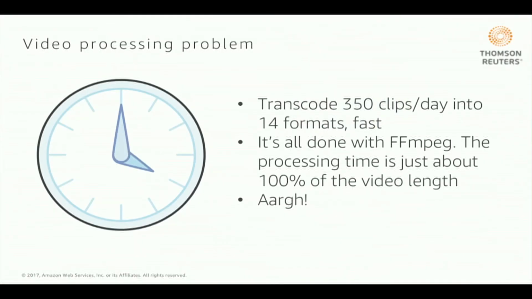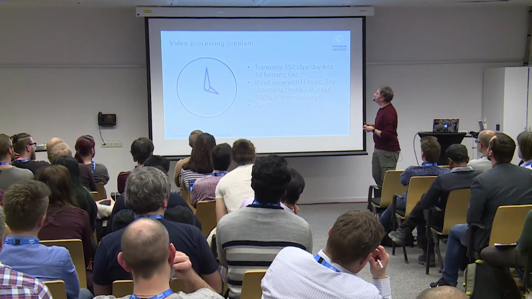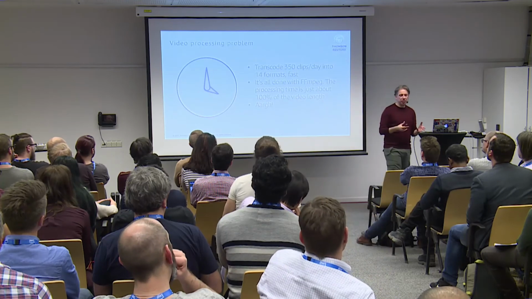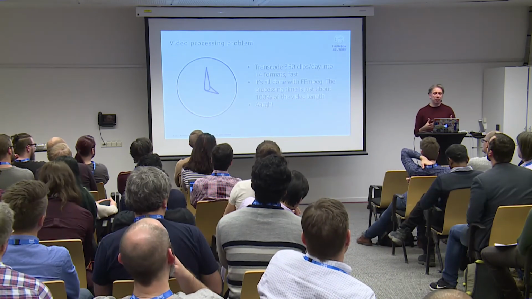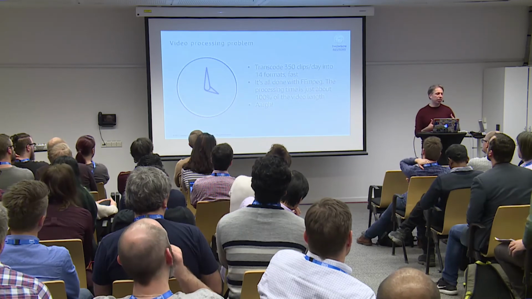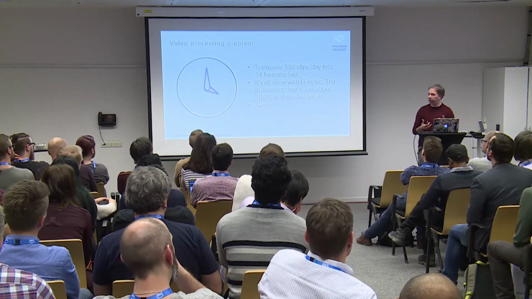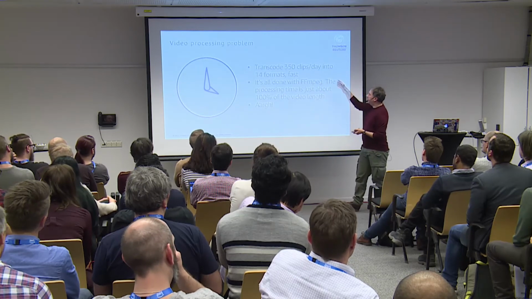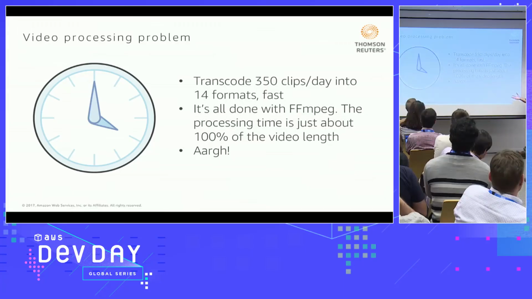This is Thomson Reuters. And Thomson Reuters, they sell basically content and information to their customers, at least most of it, because Thomson Reuters is quite a diversified company. And in one part of their company, they're selling videos. And the value of the information that they provide is in the speed at which they can give the video to the customer. The problem is that they need to transcode 350 clips per day in 14 different formats, because anybody can use a different device.